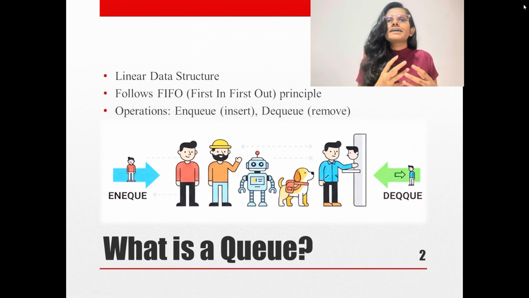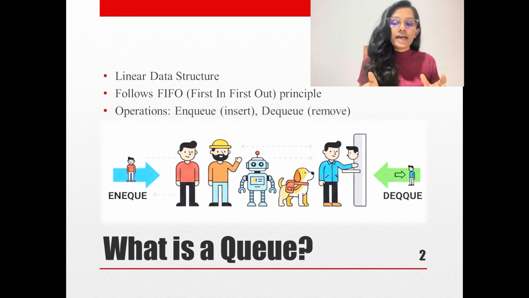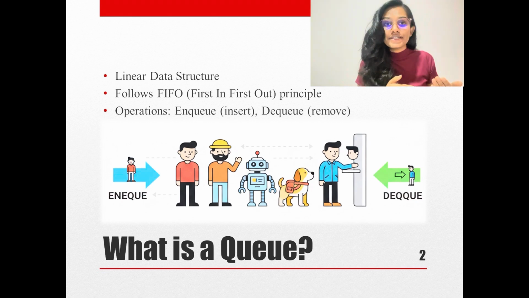So let's start with what a queue actually is. A queue is a linear data structure that follows the FIFO principle, first in and first out. That means the element inserted first is the first one to be removed. Think of it like a queue in a bank or bus stop. The person who comes first gets served first.